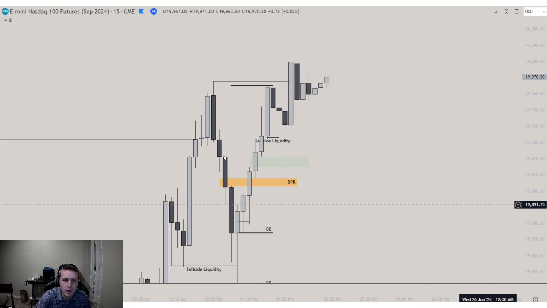And here's the 15-minute chart. As you see, we retrace right into that 15-minute fair value gap. We didn't really need to retrace into this 15-minute fair value gap because that's a balanced price range here. So we have sell side and buy side delivered.